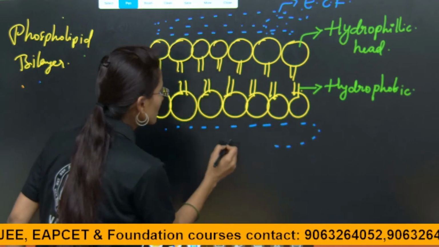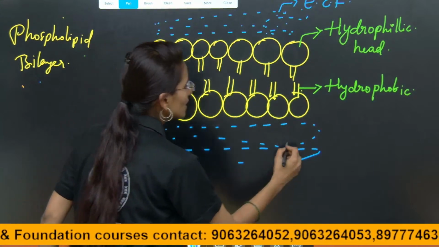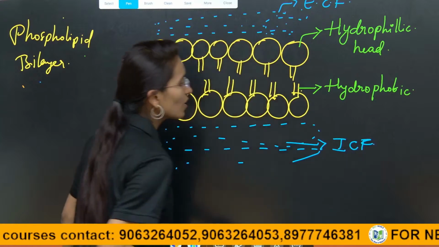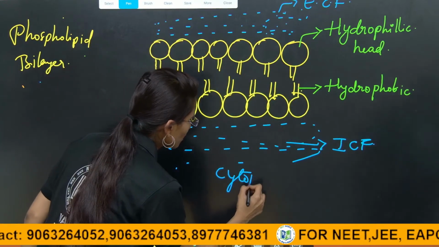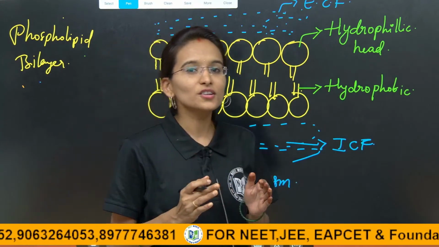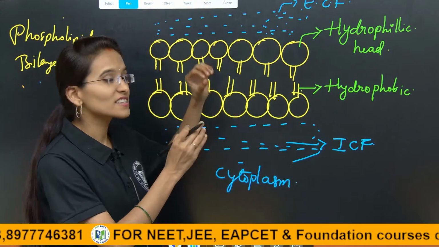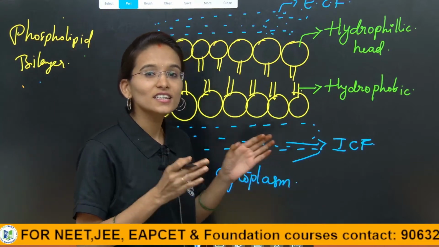Inside the cell, what do we have? Cytoplasm. It is also called intracellular fluid. I am writing it as ICF, or else we can also call it cytoplasm. Now if we look into the structure, the cell is in close association with the extracellular fluid as well as with the intracellular fluid.